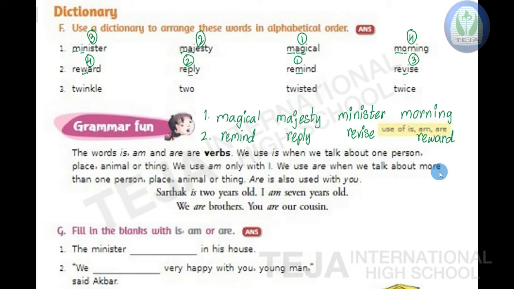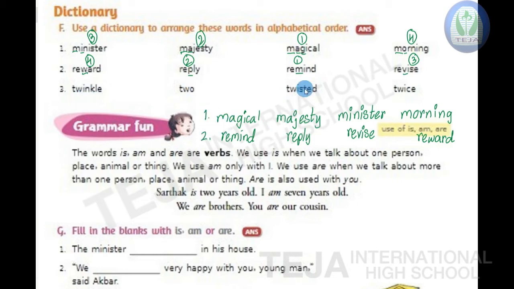Okay. Now third question. Here the words are twinkle, two, twisted, twice. Now here the starting two alphabets of the four words is similar, that is TW. Next, if we see the third alphabet here, in the first word, third word and fourth word, TWI are the starting alphabets.